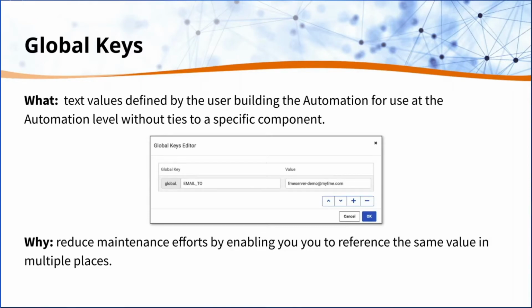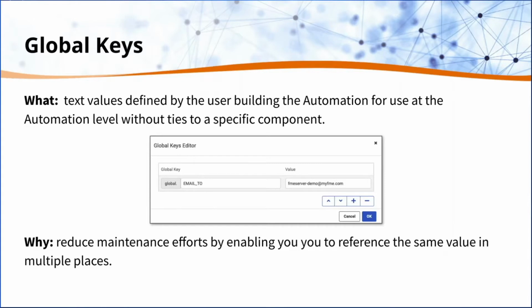So the final key type is different from those that I have shared so far, as they do not fall into the output key category. Instead, we have global keys. And these are user-defined keys set at the automation rather than component level. This means that the value they hold is not dependent on the event at runtime, and global parameters can be referenced throughout the entire automation.